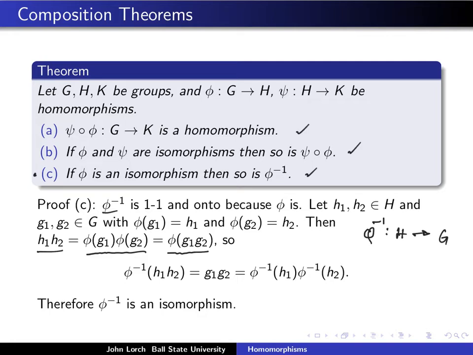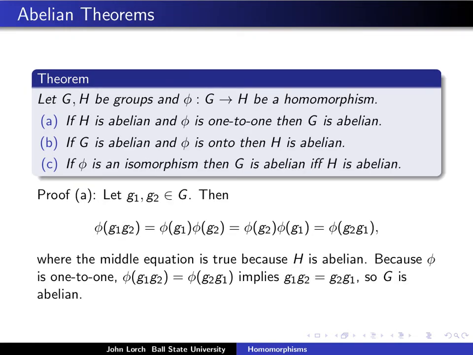So now if you apply phi inverse to the product, H1, H2, well, that's phi inverse of phi of G1, G2, which is just G1, G2. But G1 is phi inverse of H1, and G2 is phi inverse of H2. And so what has happened here, we've shown that phi inverse of the product H1, H2 is phi inverse of H1 times phi inverse of H2, which is what we needed to show. So phi inverse is an isomorphism.